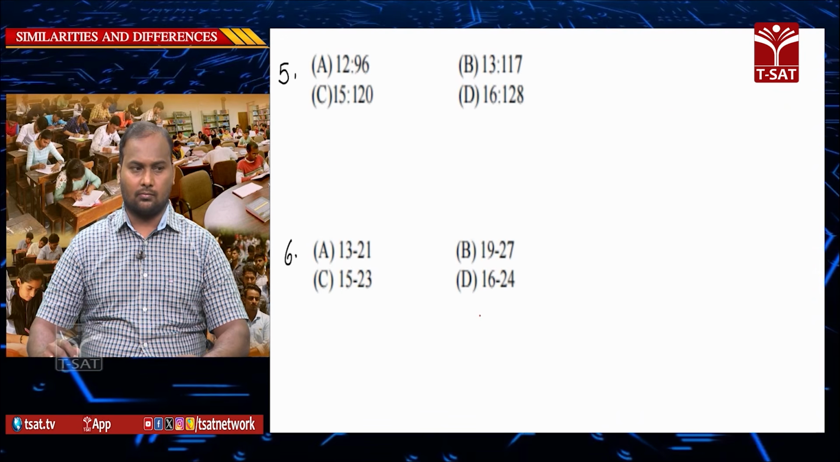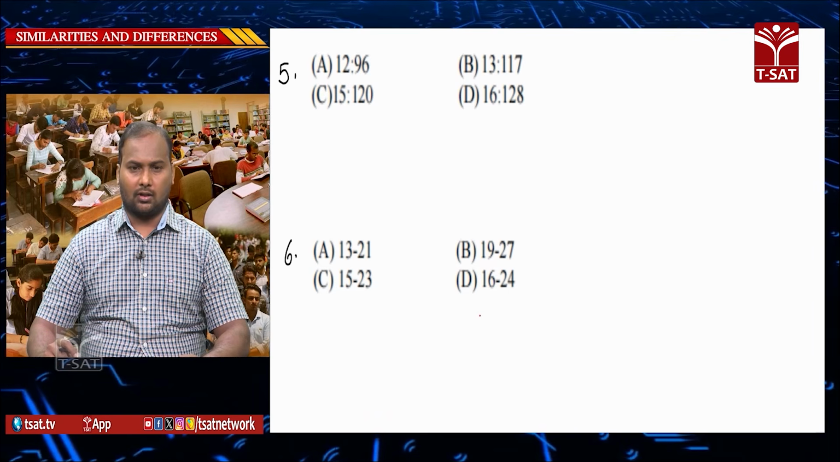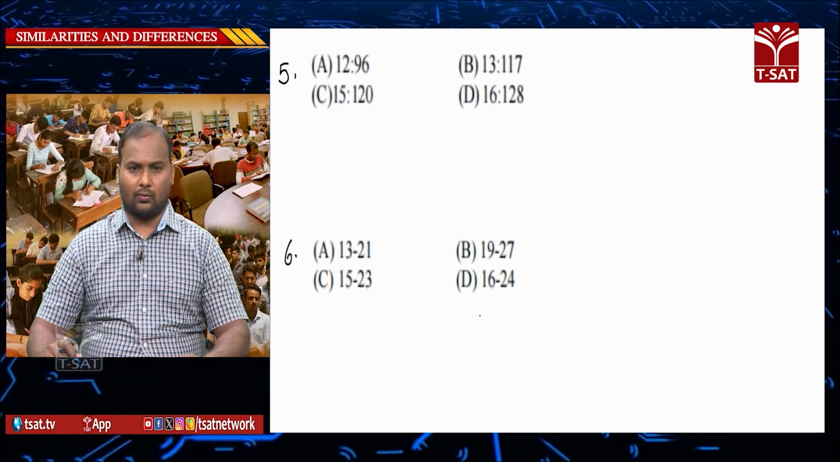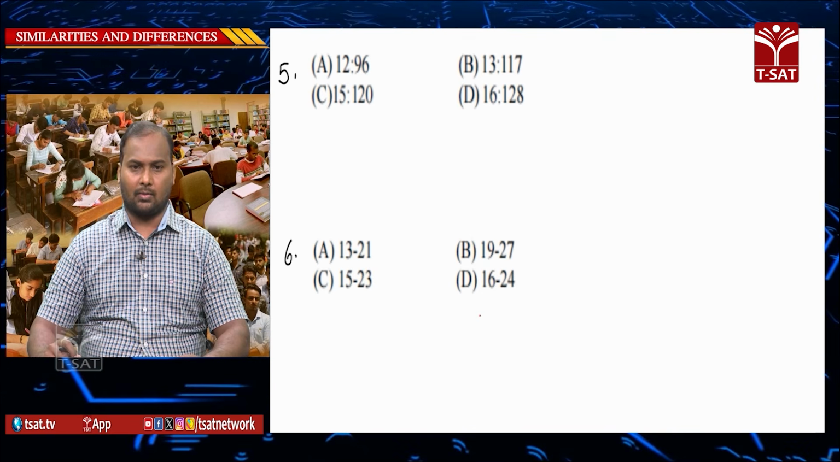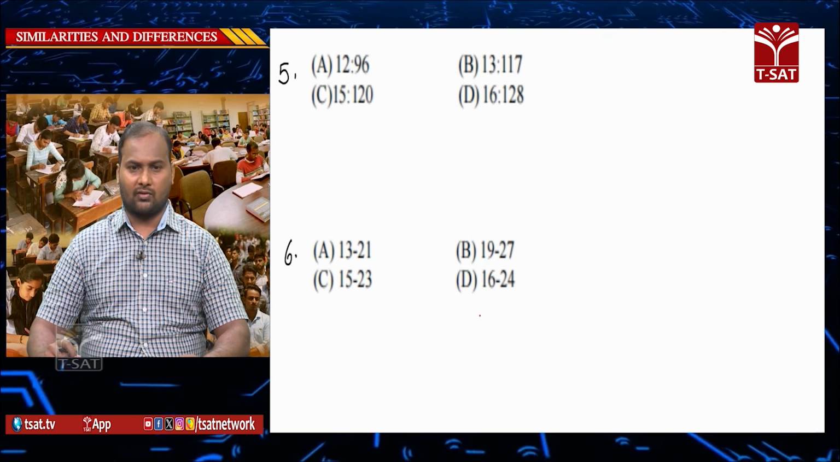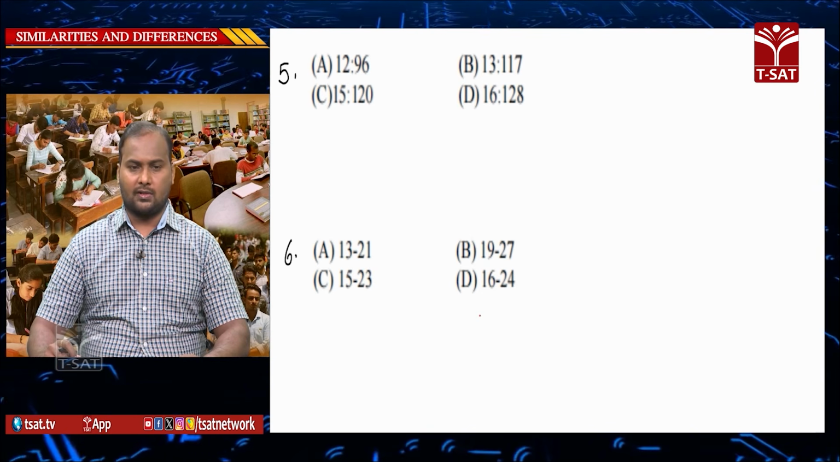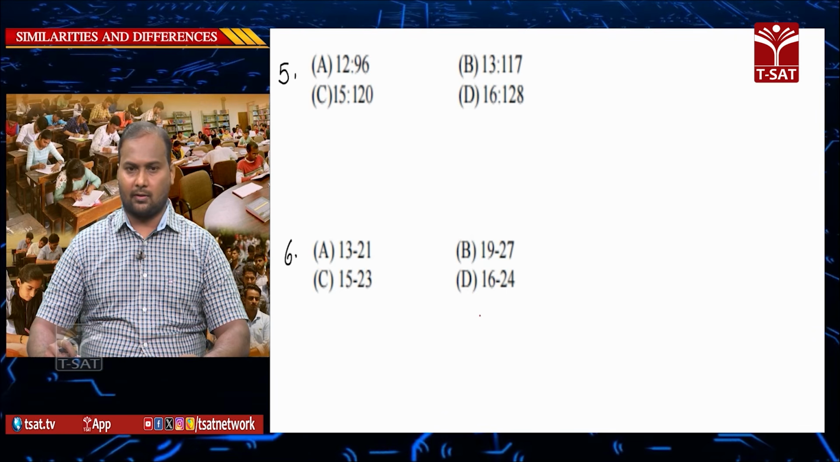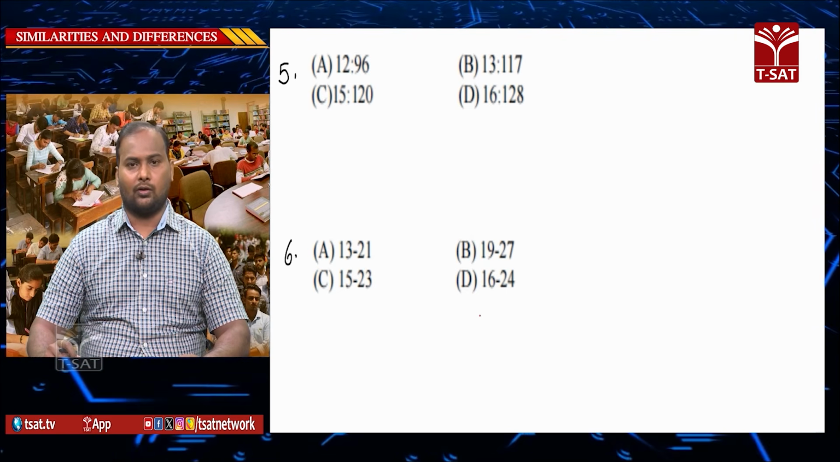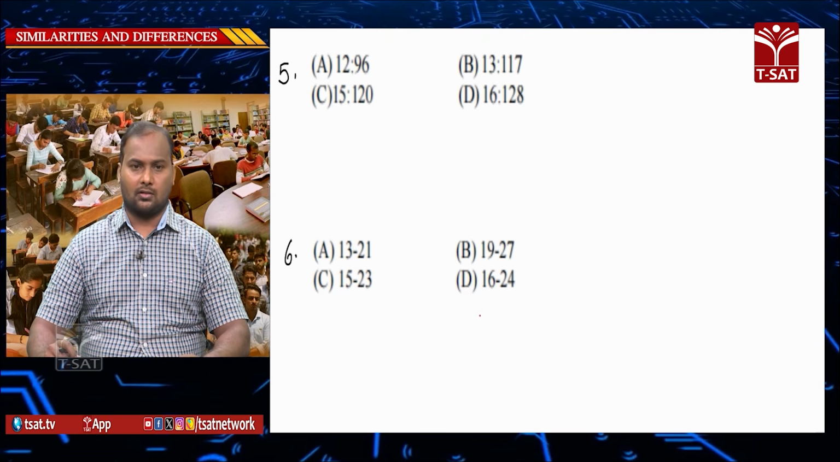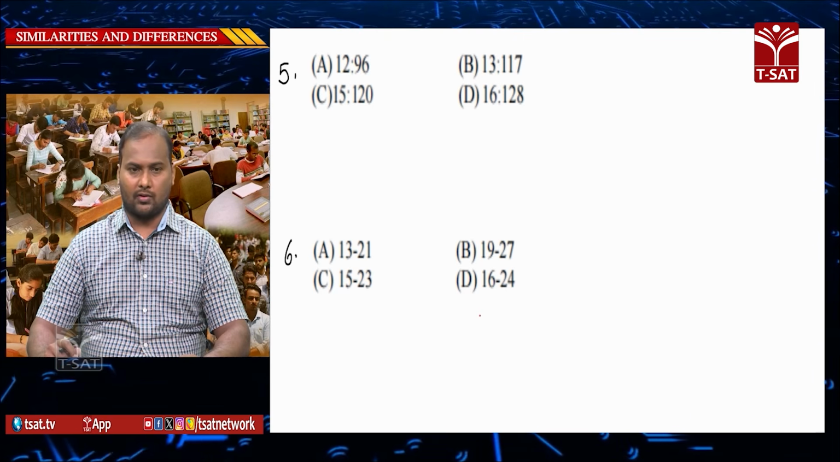If you see this question, 12 and 96, 13 and 117, 15 and 120, 16 and 120. Same here, 12 is a small number, 96 is a big number. 13 is a small number, 117 is a big number in option B. In option C, 15 is a small number, 120 is a big number. In option D, 16 is a small number, 120 is a big number. So the same logic one needs to apply: either squares, cubes or multiplications or combinations.